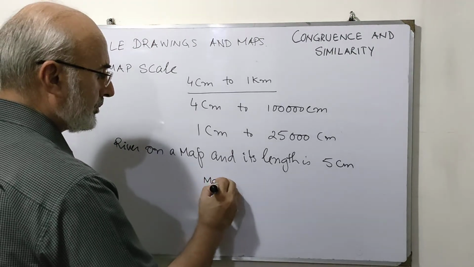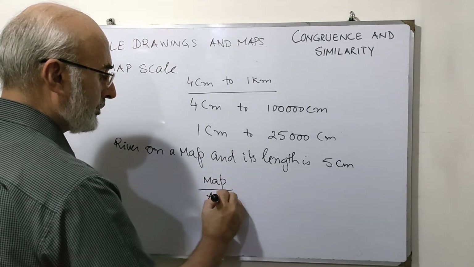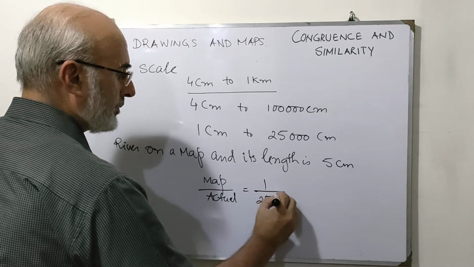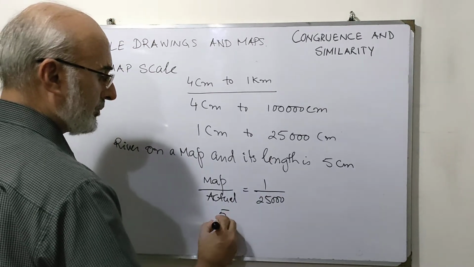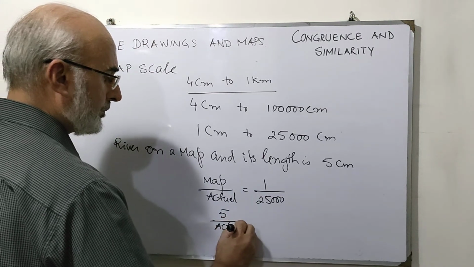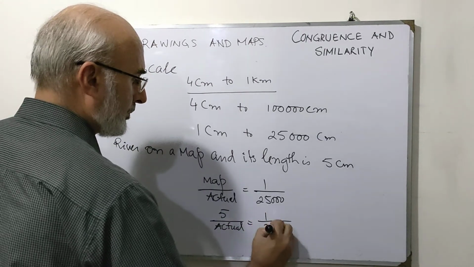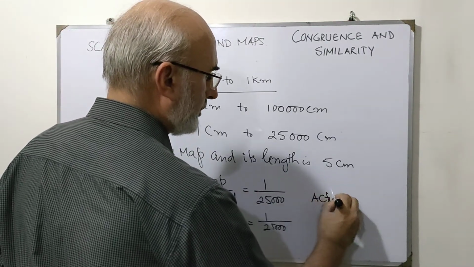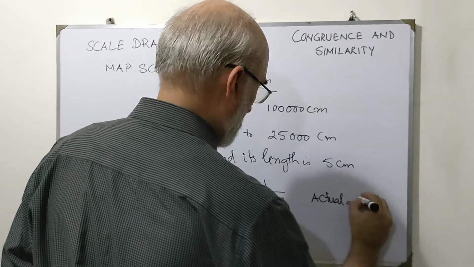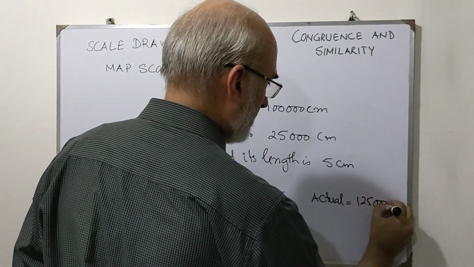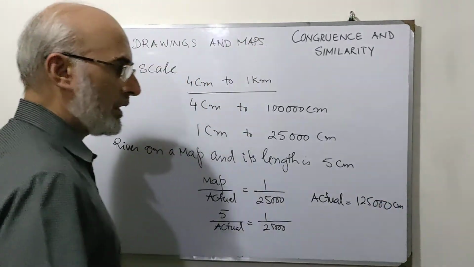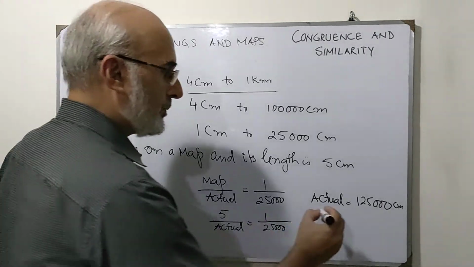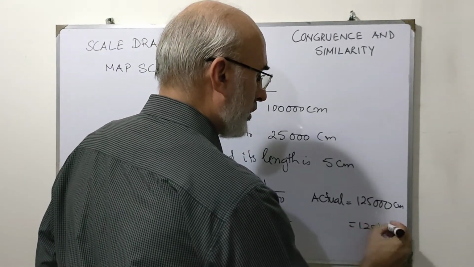So same, comparing the ratios. Map over actual equals map over actual. On the map we have 5, we don't know what is actual, equals, okay, cross multiply and we have actual equals 125 cm. Now, if we want to answer in kilometers, we'll divide by 100,000. So it is 1.25 kilometers long.